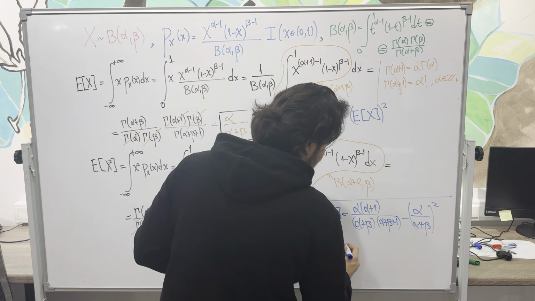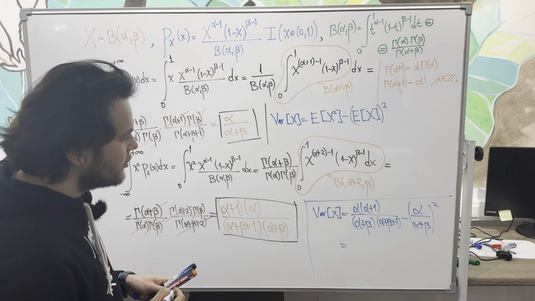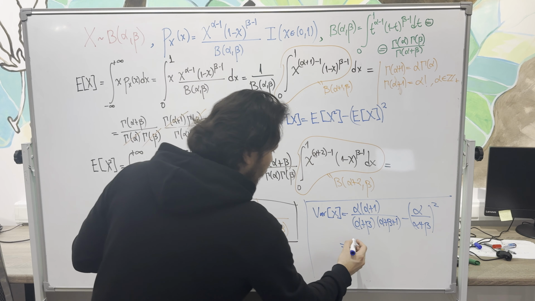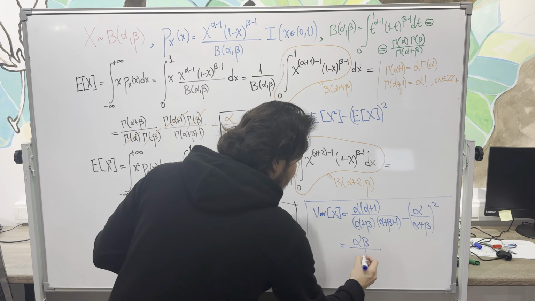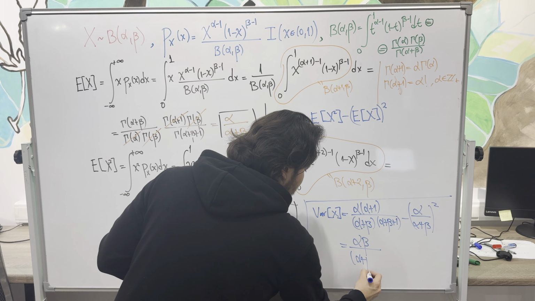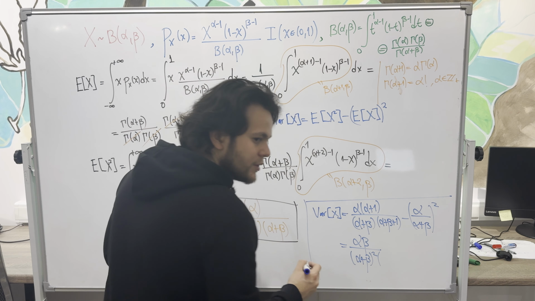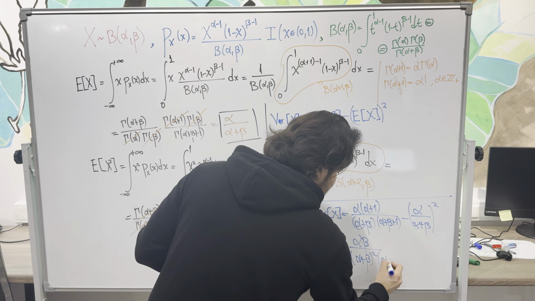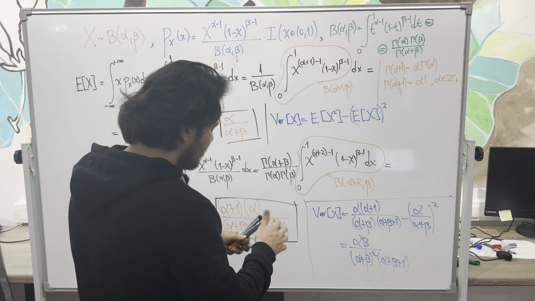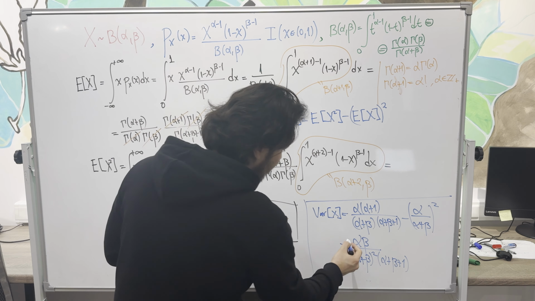And we can write this in the following way. This is usually how you will find it in books. So here we'll have alpha times beta divided by alpha plus beta squared times alpha plus beta plus 1. And this right here is the variance of the random variable x.